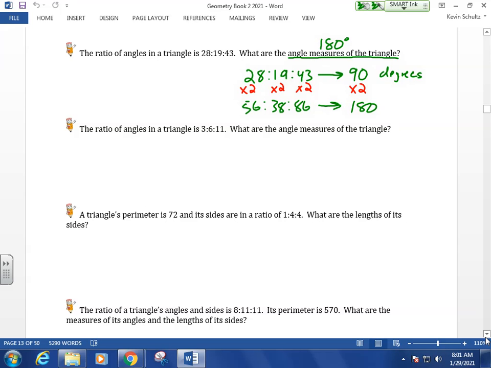Okay. The ratio of angles in a triangle is 3 to 6 to 11. What are the angle measures of the triangle? So same situation here, okay, where we're talking about 3 angles. So the angle measures of a triangle, we know our whole is 180. We also know that 3, 6, and 11 don't add to be 180. So this ratio has been simplified. These add to be 20.